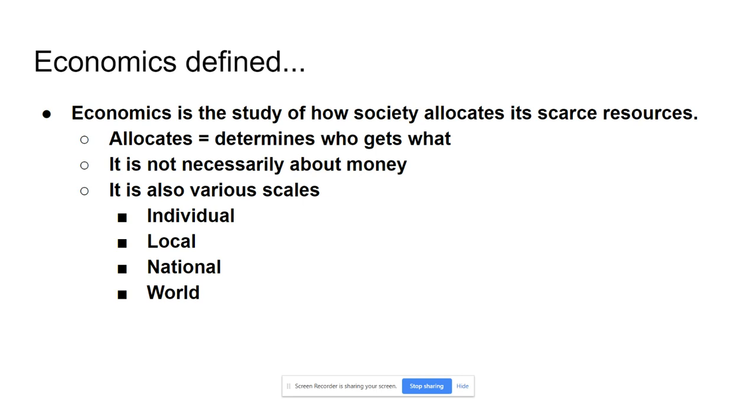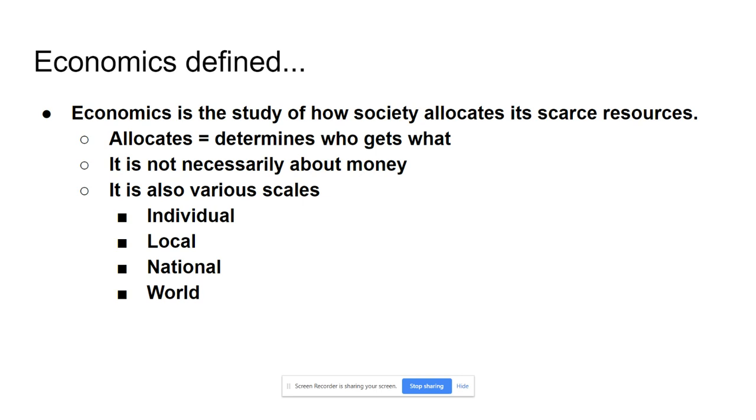Now, there are various scales of economics, and you can see the 4 there that you need to get recorded. There's individual, that's your personal finance, which in this course we will do a fair bit on. Then we get into local economics, national economics, and world economics. My goal for this class is not that you have an intimate understanding of how world markets work. If you're able to take something along those lines away from this course, then that's great.